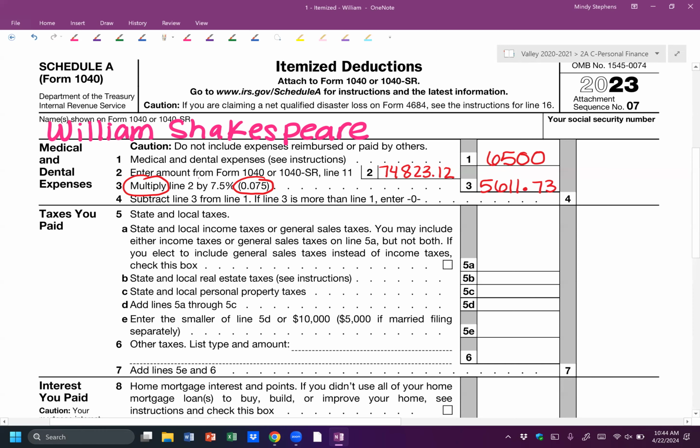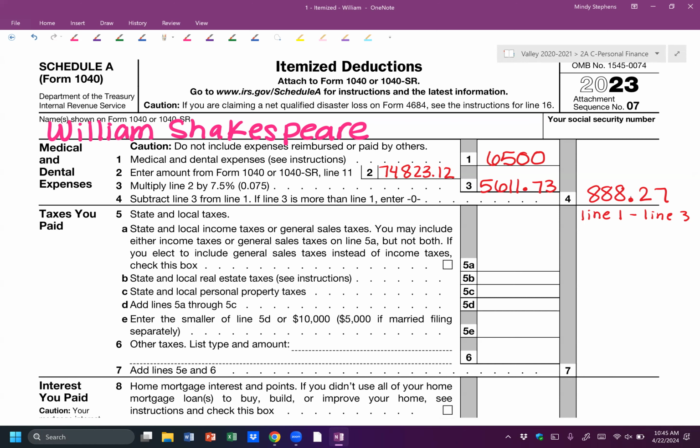The next one says subtract line 3 from line 1, but if 3 is bigger. Is 3 bigger in this one? It's not. So make sure when you do this, you do line 1 minus line 3. Do it in that order in your calculator. 1 goes first, 3 goes second. 1 minus 3. So we should get 888.27. Make sure you can read all of your numbers.